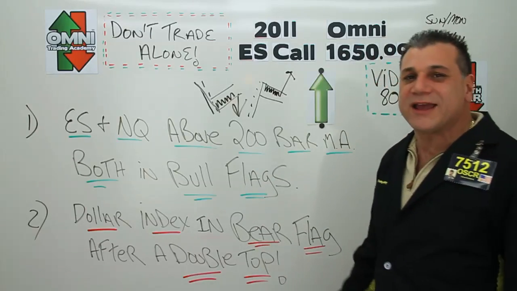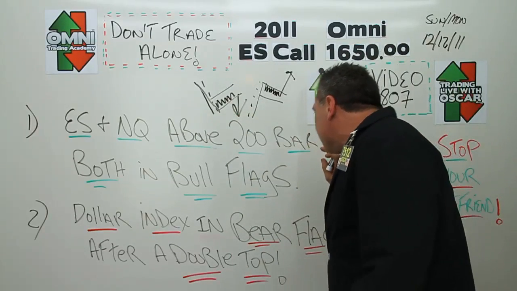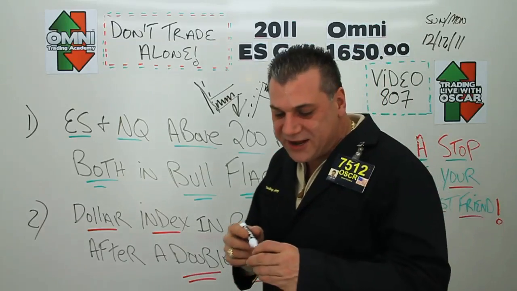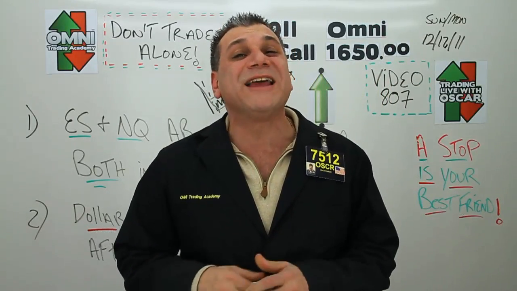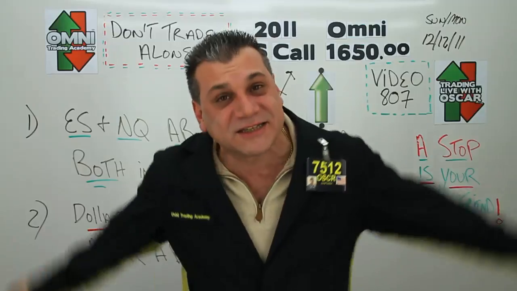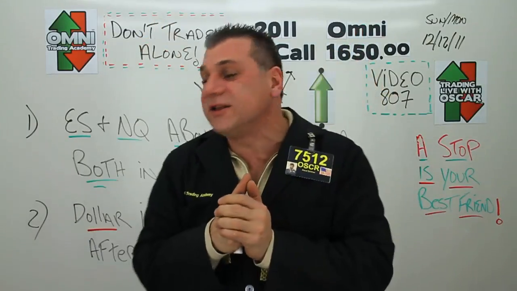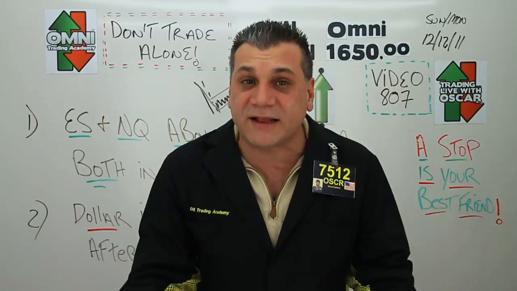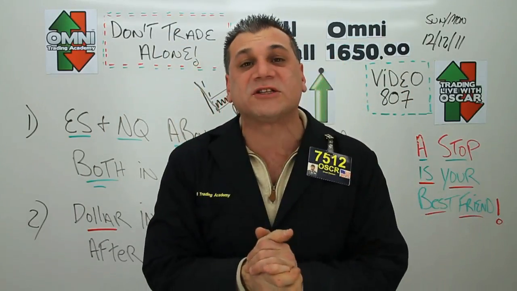So we will be looking at the bull and bear flags, the bull flags in the ES and the NASDAQ, the bear flag that's in the dollar index. And I think that's probably enough to take U.S. indices higher on Sunday through Monday and push the dollar index lower. That's what we're expecting. Let me show you what that looks like on charts.